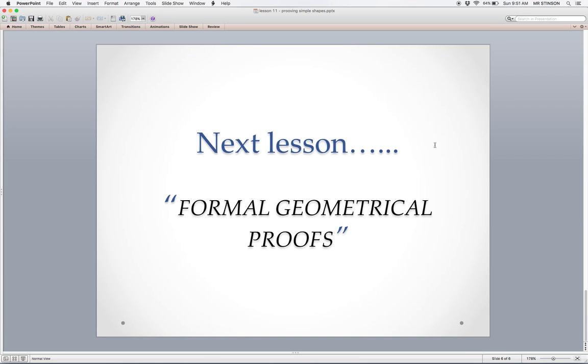So, next lesson that we have on here will be very formal geometrical proofs. And this, I said we were going to be looking at similarity. We'll look at this first, which will help us or give us access to a tool to allow us to prove similarity in triangles by the end of the week.